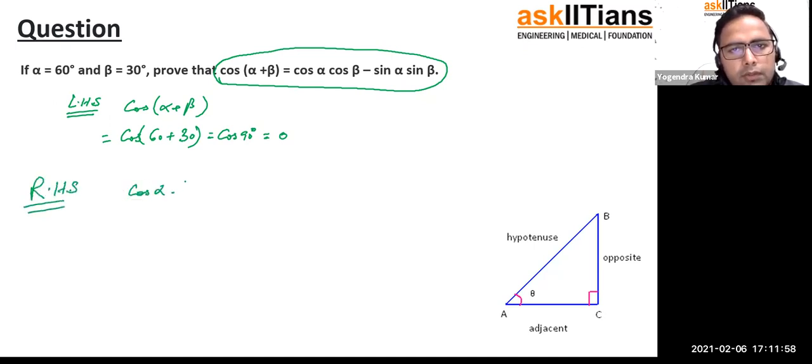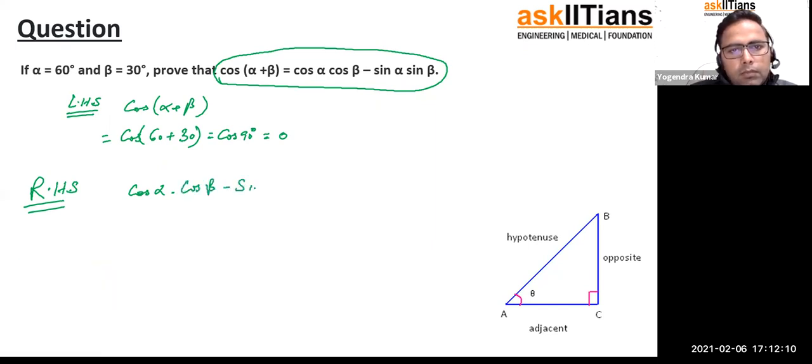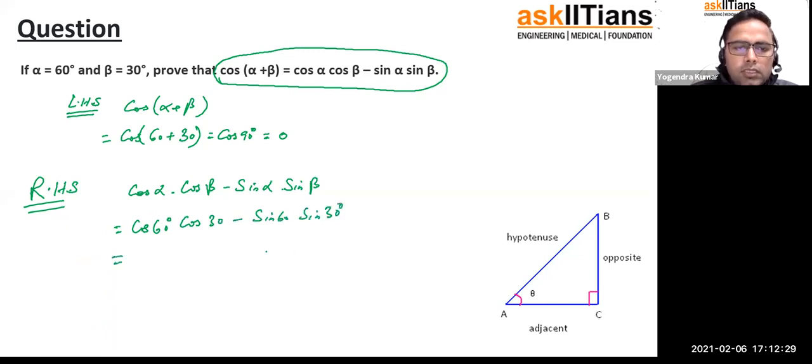RHS is cos alpha cos beta minus sin alpha sin beta. So cos alpha is 60 here: cos 60 into cos of 30 minus sine of 60 into sine of 30. Now cos 60, if you look at the table, is how much? 1 by 2. Cos 30 is how much? Root 3 by 2. You need to remember those standard values. Now here this is root 3 by 2 and this is 1 by 2.